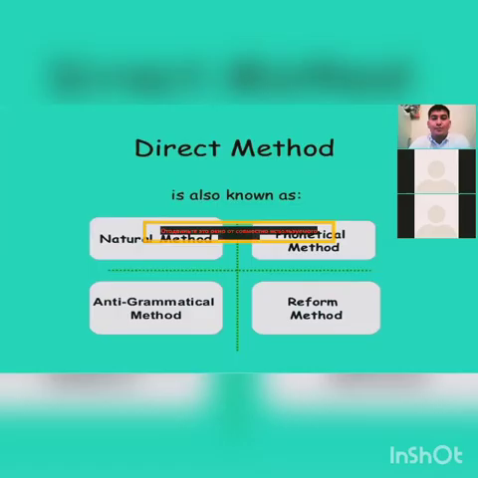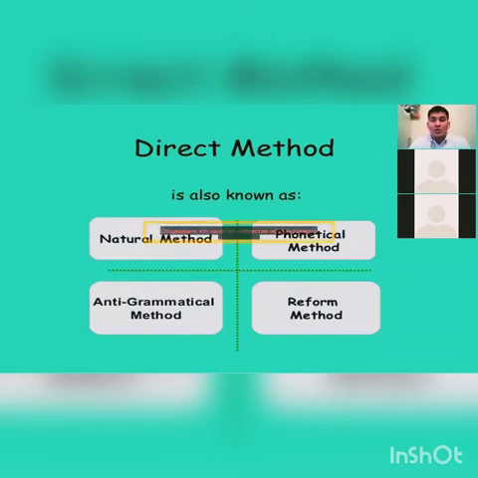So, other names of the direct method. It is also called the natural method, phonetic method, anti-grammatical method, and reform method. Why is it called the anti-grammatical method? Because it was in contrast with the grammar translation method. It was aimed at speaking and listening more than reading and writing, because in grammar translation there was a lot of attention on reading, writing and grammar. But in the direct method, we pay attention to speaking and listening.